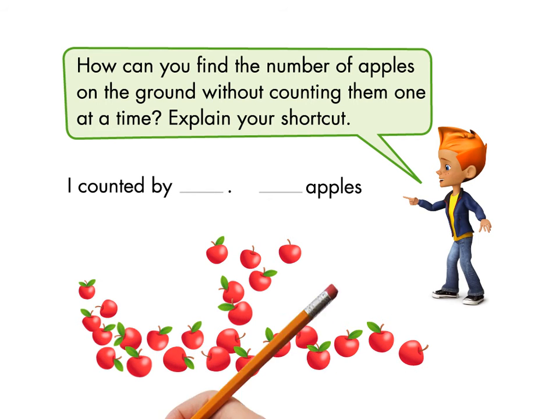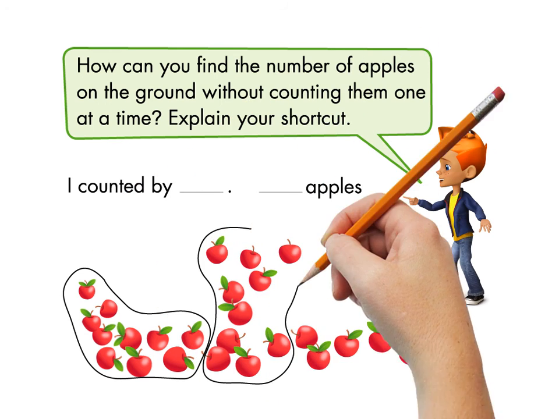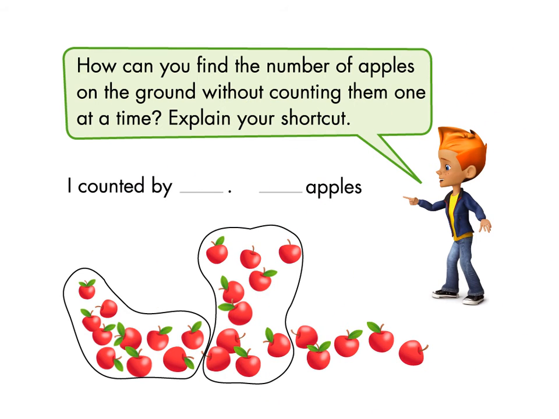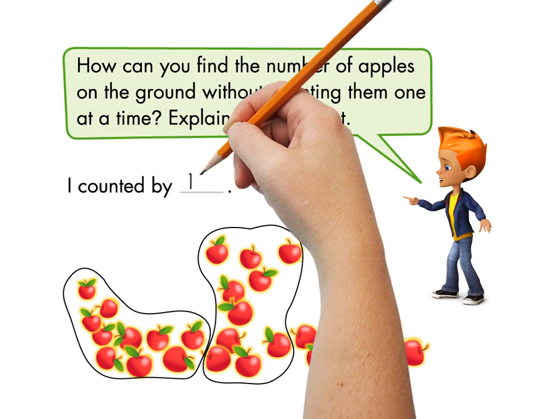Listen and look for students who create groups of 10 by counting and circling groups of 10 apples. Then they count the groups by tens and the leftovers by ones. 10, 20, 21, 22, 23, 24, 25.